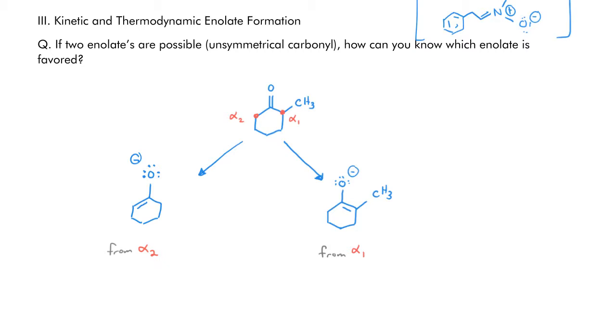Now, looking at these two enolates, the one from alpha 2 and the one from alpha 1, is there anything we can say about the differences between them? Well, notice that the one from alpha 1 has a pi bond that is more substituted than the one from alpha 2. And you might recall from learning about alkenes that alkenes are more stable when they're more substituted. So I think it would be fair to say that the one from alpha 1 is a more thermodynamically stable enolate than the one from alpha 2.